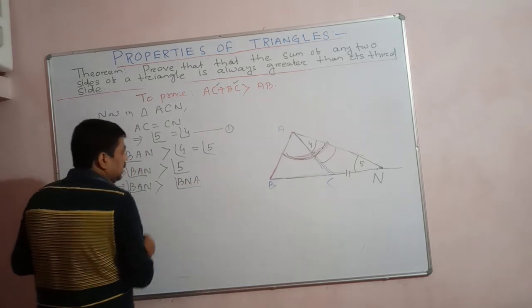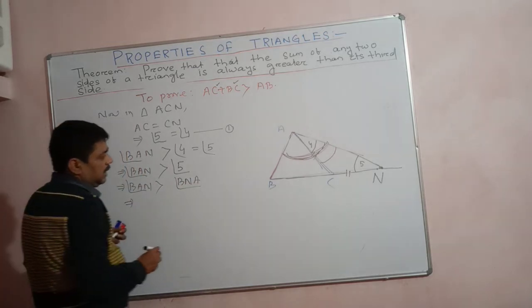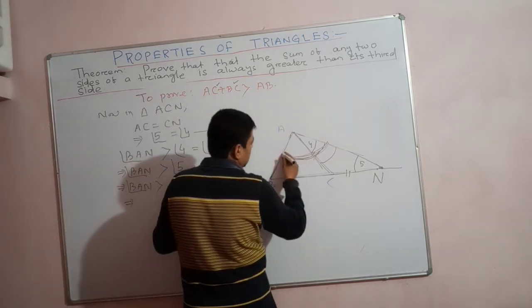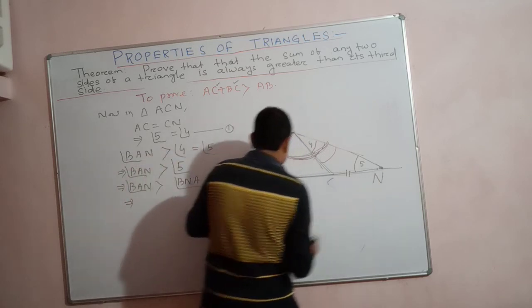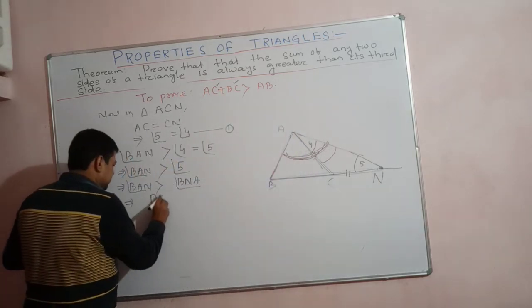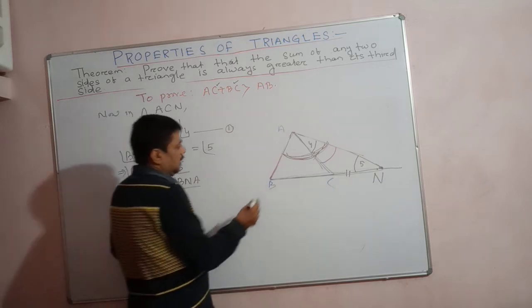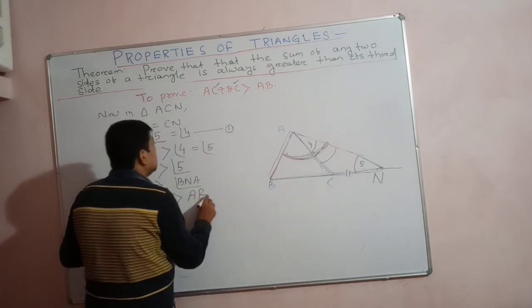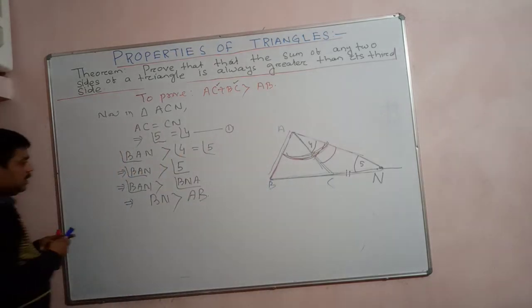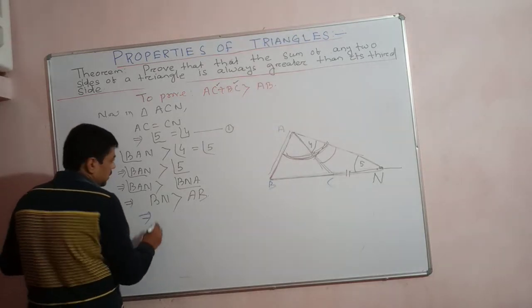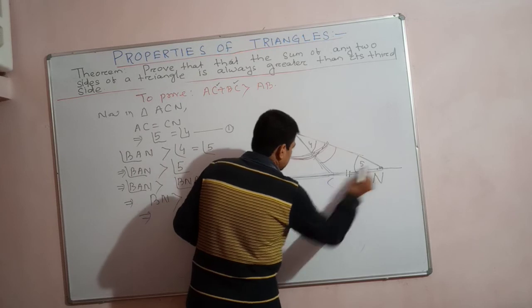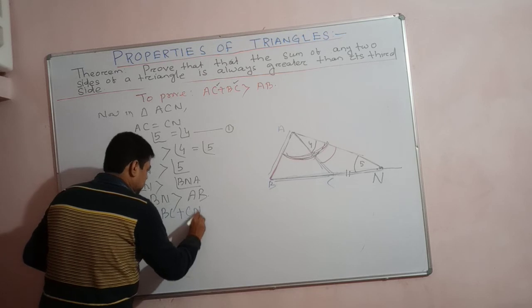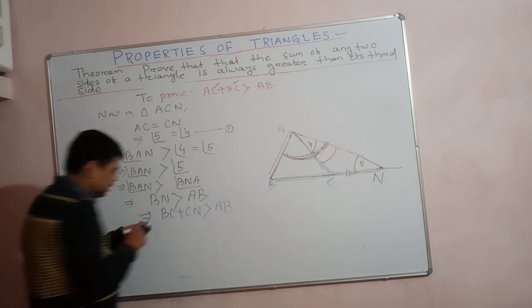Understand? Okay. So that implies angle BAN, the opposite side is BN, must be greater than angle BNA, whose opposite side is AB. Yes or no? Right? Understand? So BN is equal to what? You see carefully, BN is equal to BC plus CN. So BC plus CN is greater than AB. Understand or not?